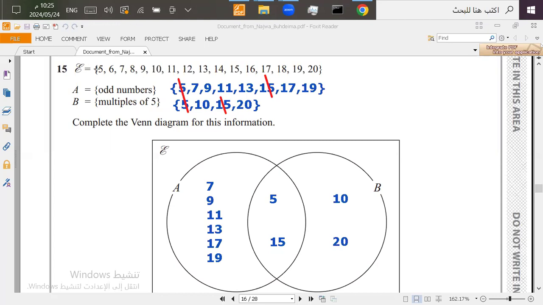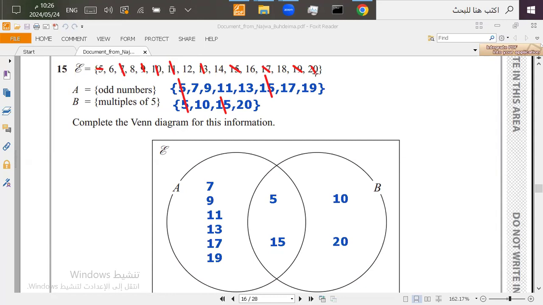So we wrote the 5. We didn't use the 6. We used the 7. We didn't use the 8. We used the 9. We used the 10. We used the 11. We didn't use the 12. We used 13. We didn't use 14. We used 15. We didn't use 16. We used 17. We didn't use 18. We used 19 and 20. So these are the numbers that we used.